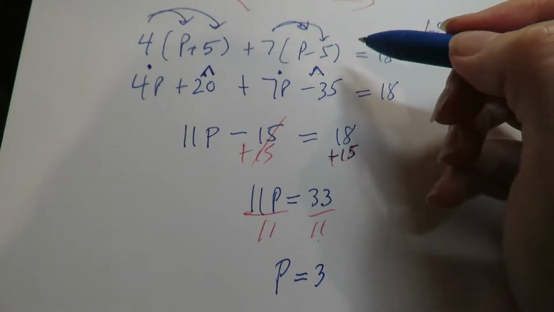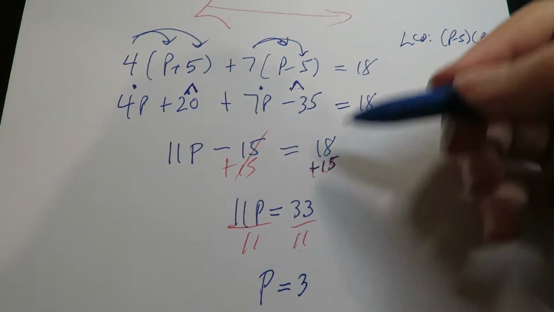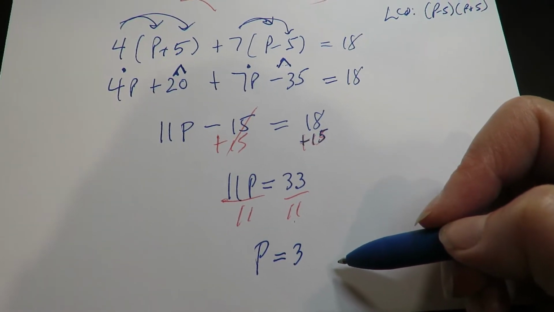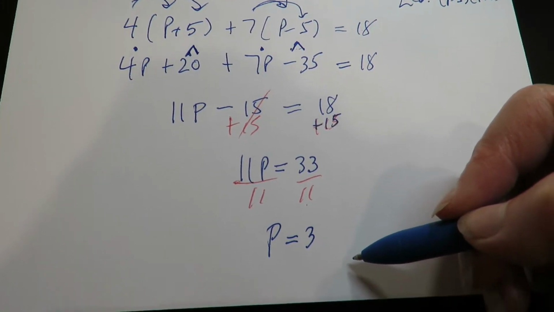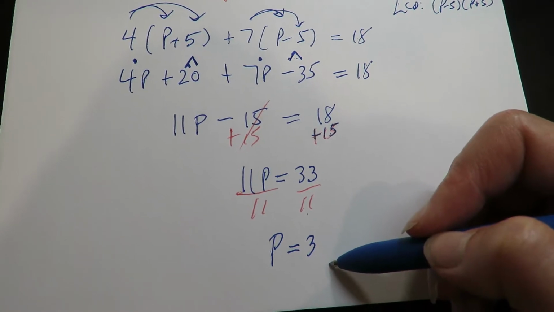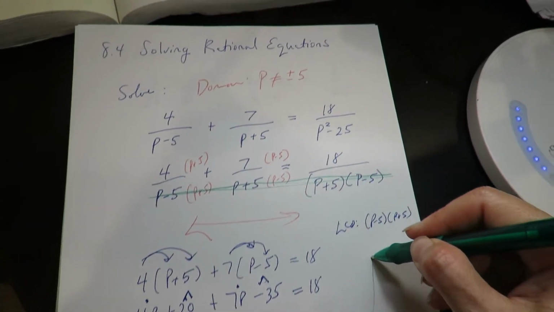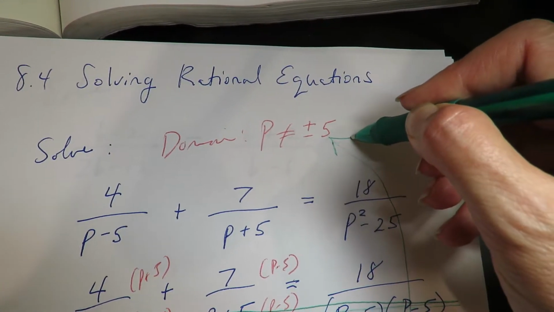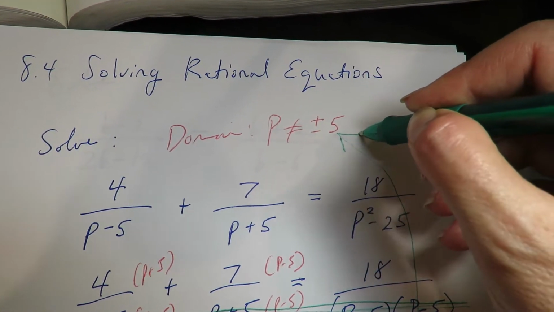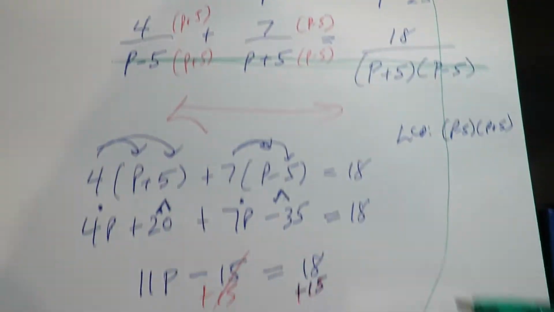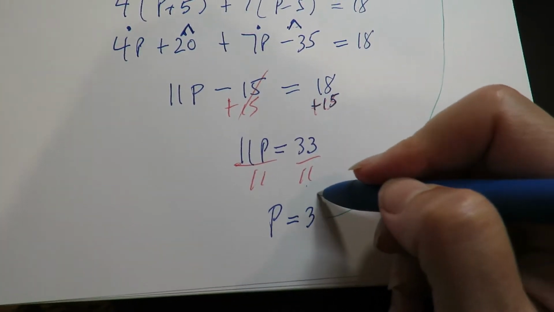Alright, so because this was linear, it only gives you one answer. If this was quadratic, it will most likely give you 2 answers unless it's repeating. So at the very end, you have to remember to do this, and I know this seems really bizarre, but you have to remember to look back and make sure that your answer is not one of the restrictions. Okay, and it's not, so I'm good. This is actually the answer. P is 3.